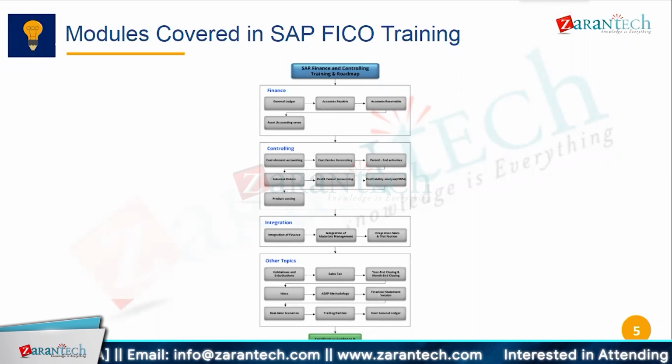We'll have some real-time scenario discussion. We'll have trading partners. We do the new general ledger. And we'll be doing a lot of configuration. So, to sum it up, SAP FICO is finance and controlling. Finance is the statutory books, accounts, the maintenance of it. Controlling is the management accounting system, which each company will have its own very unique way of reporting.